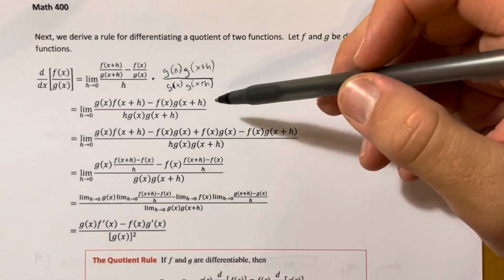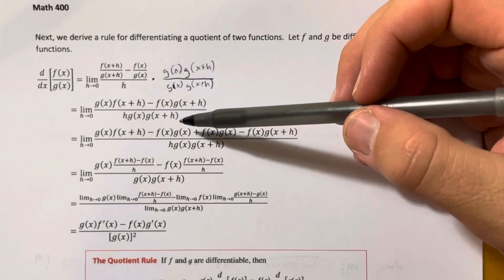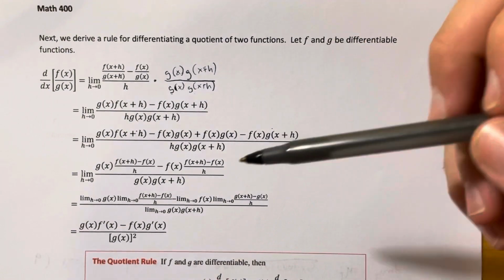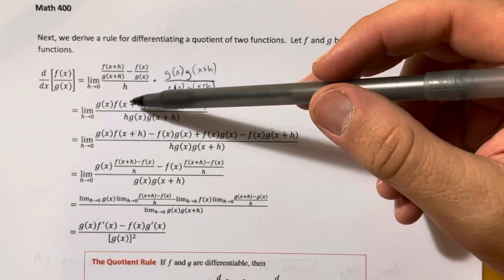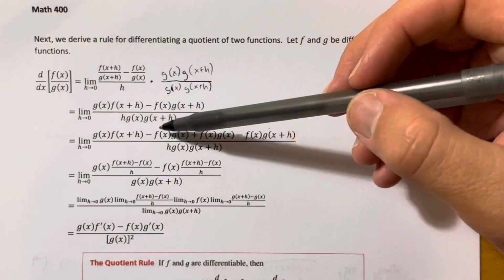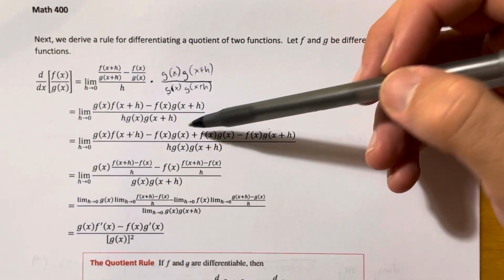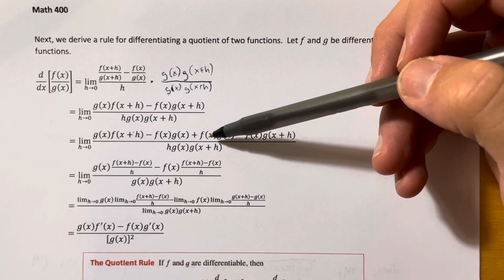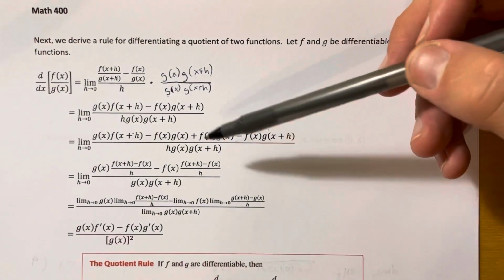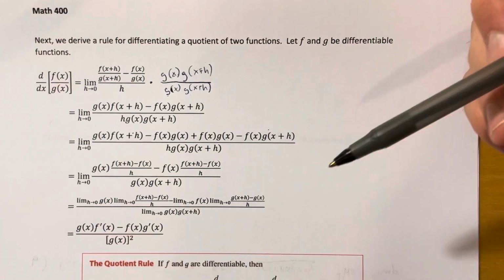Here's where I add something and then subtract it. So these terms here, my first and last terms in my numerator in this step, match these two terms up here. And in between, I'm going to be subtracting f of x g of x and then adding the same thing back, f of x g of x, so that these would cancel out and get me back to this step, showing that these two things are equal to each other.